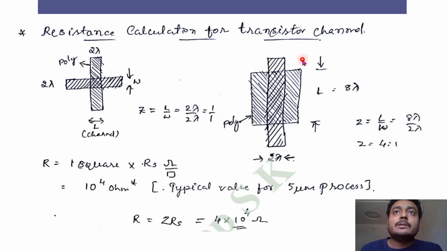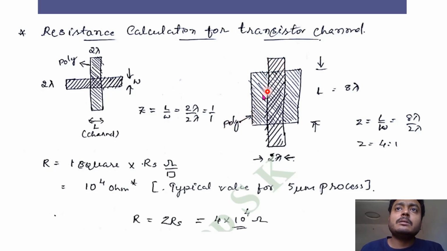Similarly, this is another example where the length is equal to 8 lambda. Don't get confused here: this is actually your diffusion part, and this entire thing is your poly. That's why I indicate it like this. You can see the pattern I have shown here for poly and diffusion.